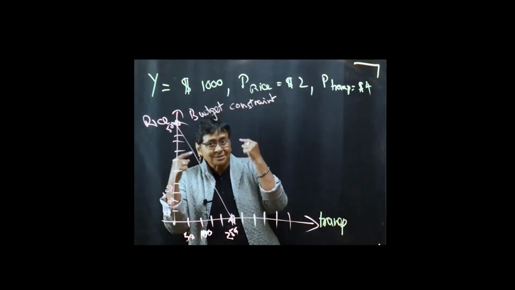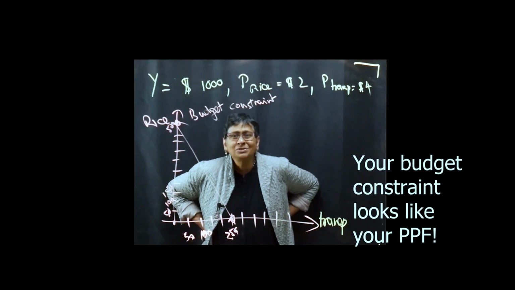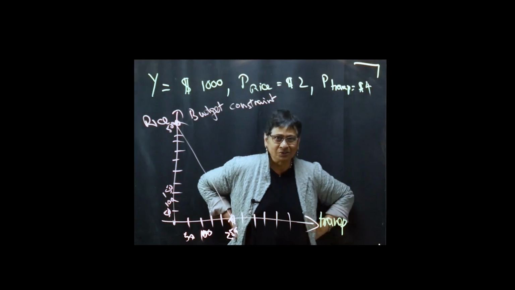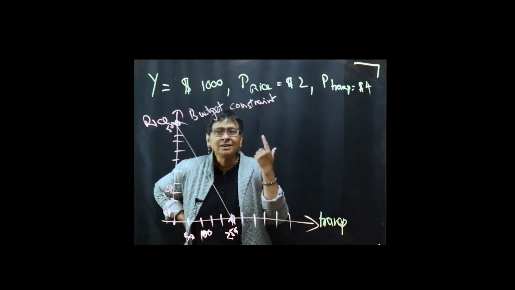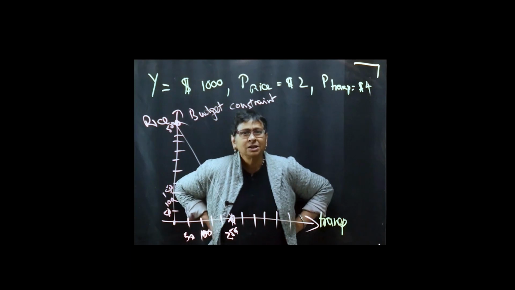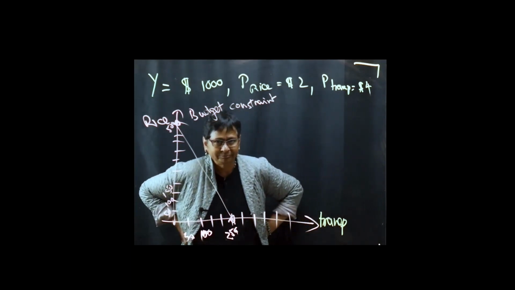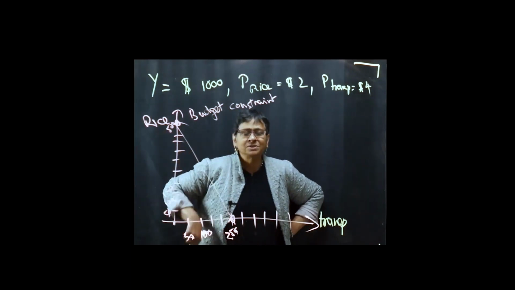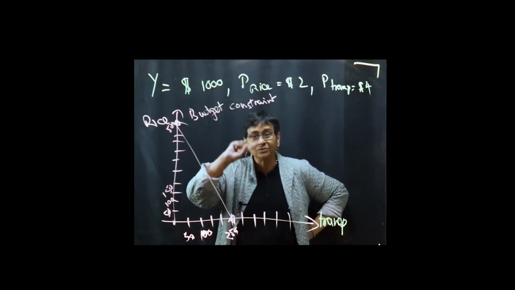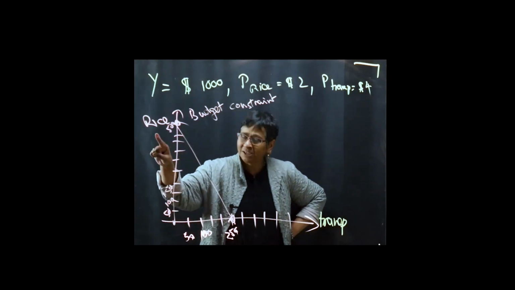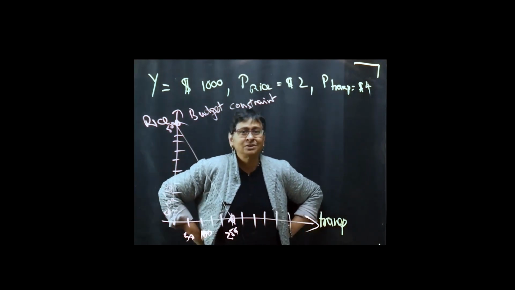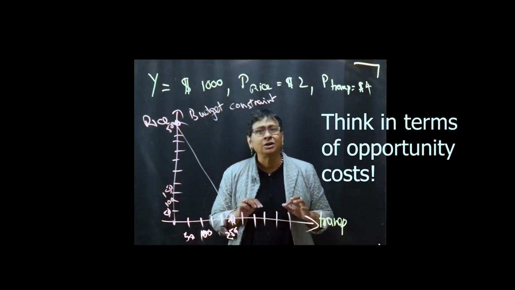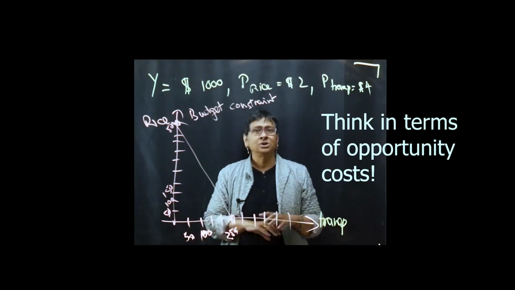So the first thing to realize is your budget constraint looks like your PPF, what we did early in this quarter. So when you start thinking of the cost of transport, don't just think of dollars. And you're going to understand why in a minute. Think in terms of how much rice you give up. Conversely, when you think of the cost of rice, think in terms of the transport you give up, right? So think in terms of opportunity cost. Don't just think in terms of dollar prices.